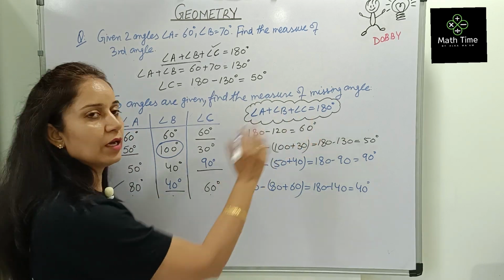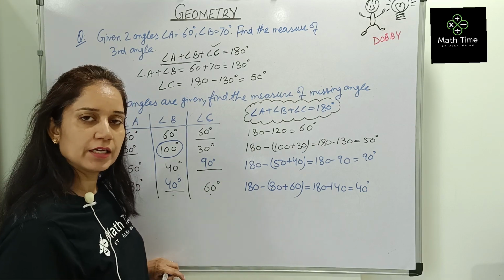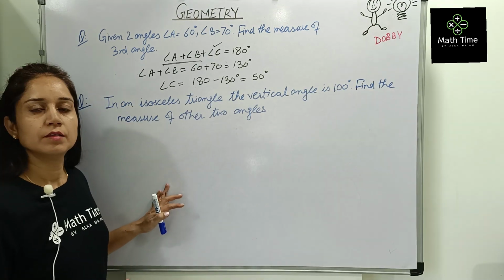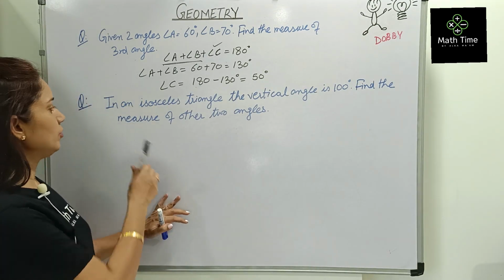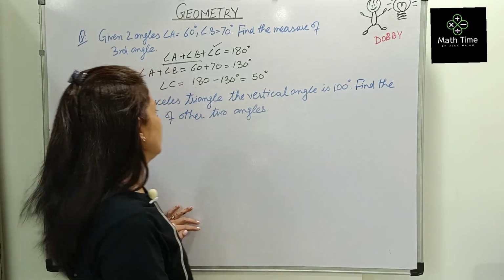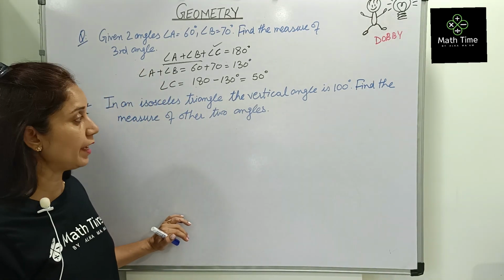Okay. So this is how, when two angles are given, we can find the third one with the help of the formula that the sum of three angles of a triangle is equal to 180 degrees. Let us do one more type of question. In an isosceles triangle, the vertical angle is 100 degrees. Find the measure of the other two angles.